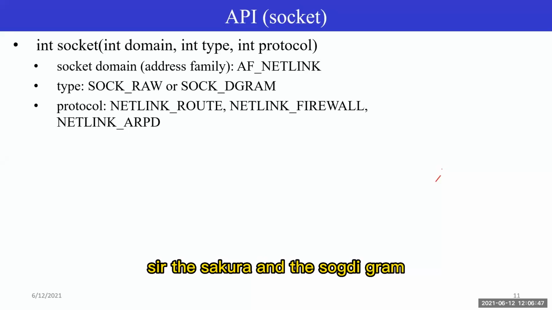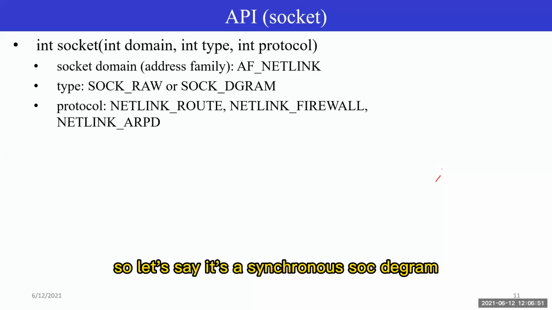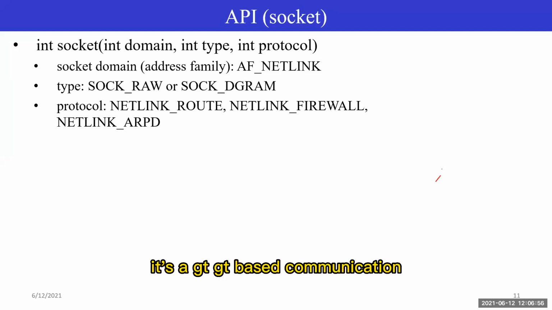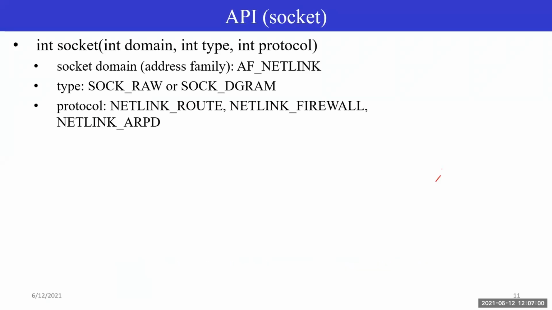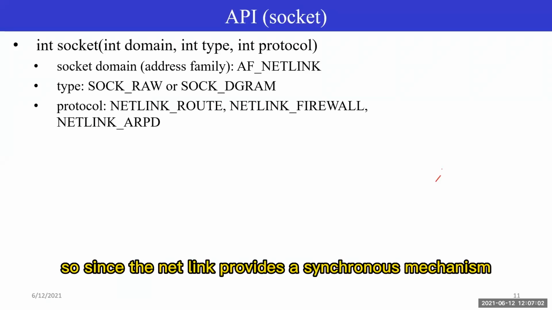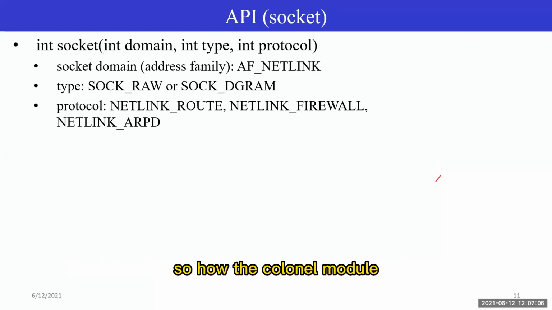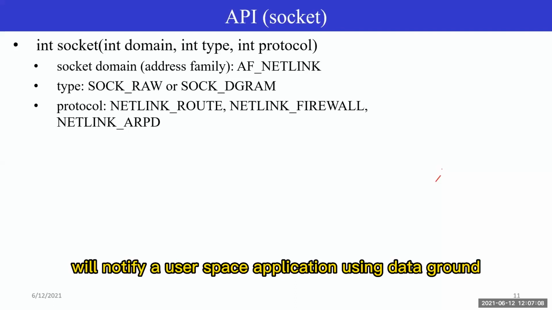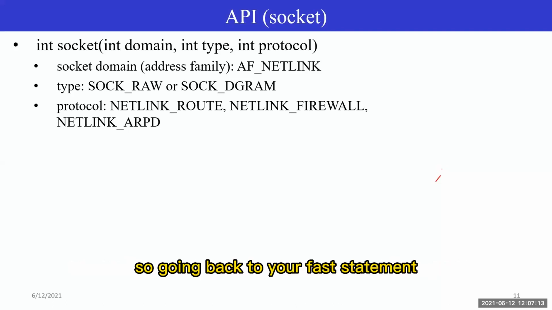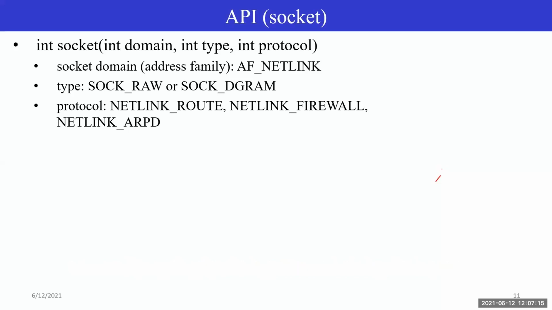Yes, sir. So the sock raw and the sock dgram. So let's say it's asynchronous. So sock dgram, it's a datagram based communication. Basically, it's fire and forget, right? So it's an asynchronous one. So since the Netlink provides the asynchronous mechanism, how will the kernel module notify a user space application using datagram? So going back to your first statement, it is send and forget, right?